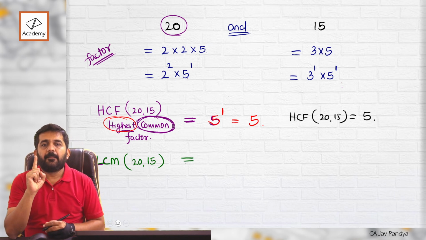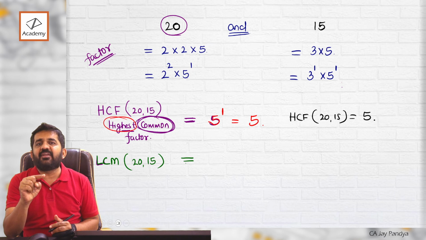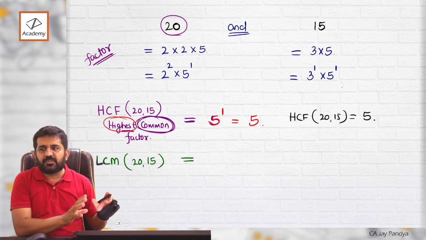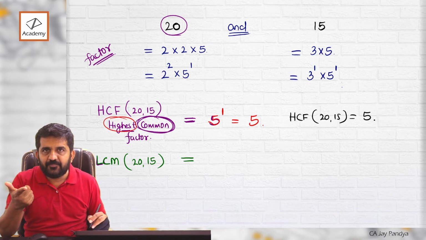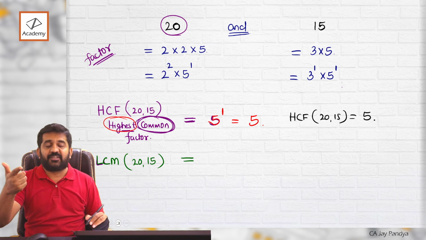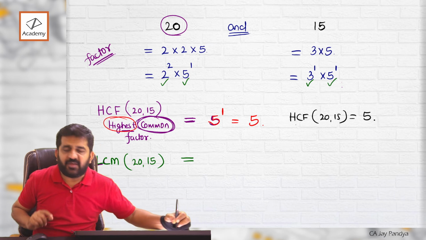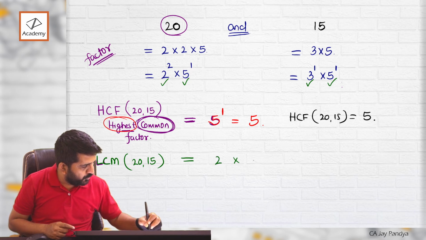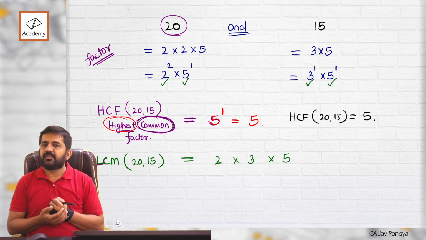Again, my target is to first understand how to find out. Then I will explain why we are finding out, right? So our target first is to understand how to find out. For LCM, take all the factors. Which are all the factors? 2, 5, 3 and 5. If it is common, it is just a factor. So how many factors are there? 2, 3 and 5. Right.